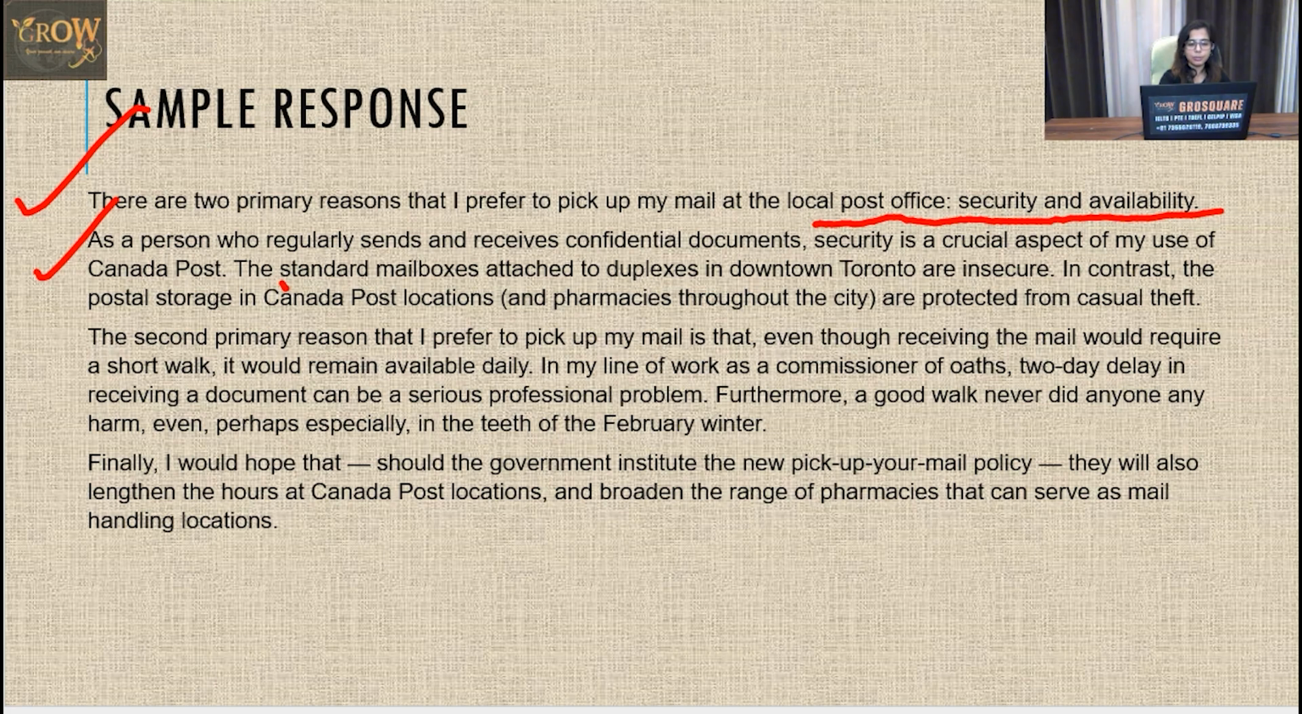The standard mailboxes attached to duplexes in downtown Toronto are insecure. I think that they are insecure, so I want to pick it up on my own, right? So in contrast, the postal storage in Canada Post locations and pharmacies throughout the city are protected from casual theft, right? So next reason, the second primary reason that I prefer to pick up my mail is that even though receiving the mail would require a short walk, it would remain available daily.